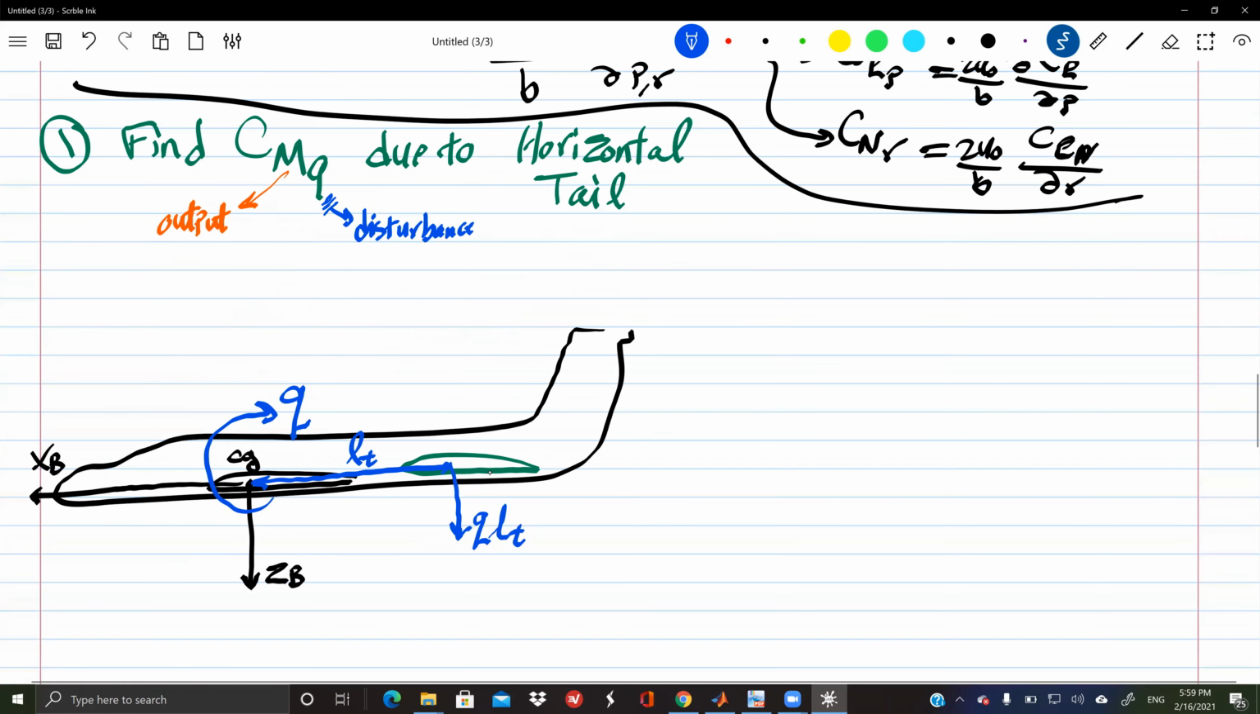Anyone has an issue that the tail will go down? If the airplane is rotating, the tail will go down by this velocity. The rest is easy. Why? Because if the tail is going down, what happens? Here is the horizontal tail. Initially, it was moving with a velocity u0. Now I added this velocity Q L tail, right? So this is the resultant.